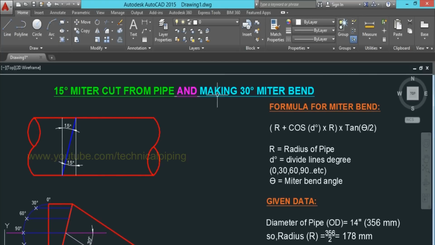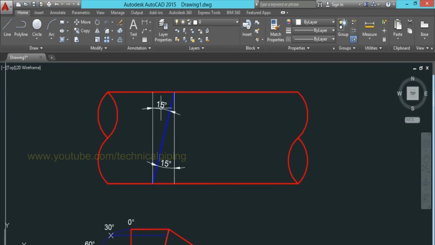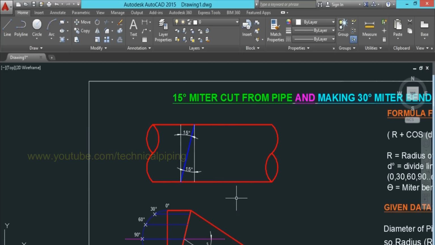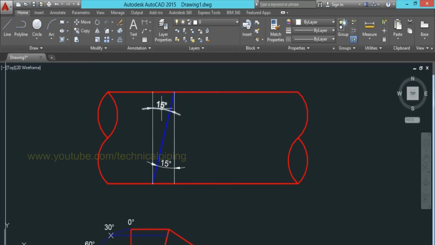Today I would like to explain how to cut a 15 degree miter in a pipe, and also how to make a 30 degree miter bend from pipe. Now, we are seeing one pipe, and it is to be cut at a 15 degree angle. So, we will get two pieces of 15 degree pipe. From these two pieces, we can make a 30 degree miter bend also.